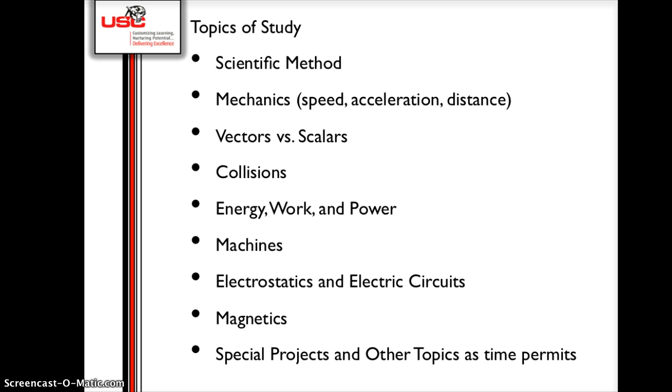These are topics of study. The traditional mechanics with physics. We'll start off with scientific method, so some of probably what they discussed in chemistry. Then we'll move on to how fast does something move? Is it speeding up? Is it slowing down? How far did it travel? Vectors and scalars are a major topic in physics, so we'll compare and contrast those. Then we'll move on to collisions, different types of collisions, forces that work during collisions, energy, work, and power, machines and simple machines and efficiency.